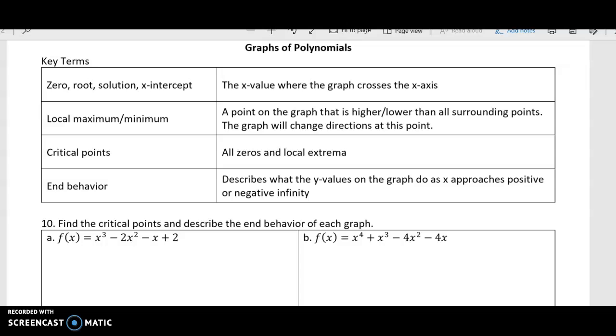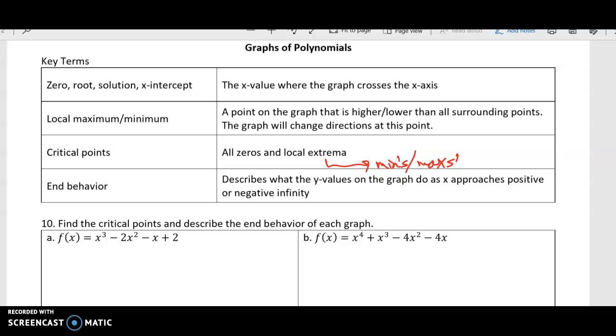Local min and local max are points on the graph that are higher or lower, depending on if we're talking about a max or a min, than all the surrounding points. The graph will change directions at that point. It'll go from increasing to decreasing and so forth. Critical points are all the zeros, which remember are places where it crosses the x-axis, and local extrema. And extrema just means mins and maxes.